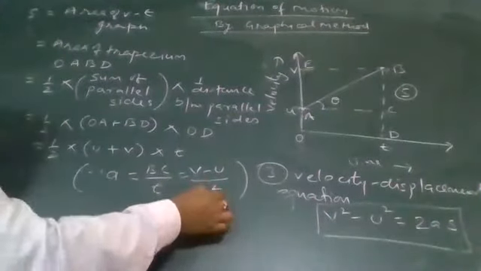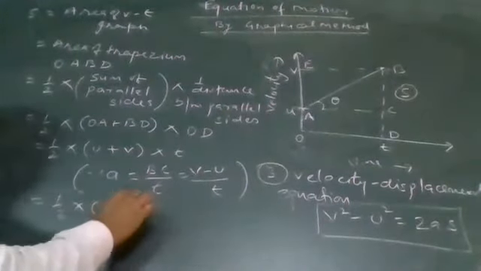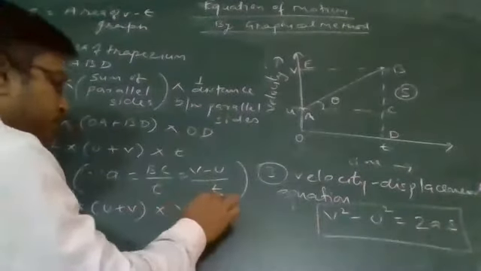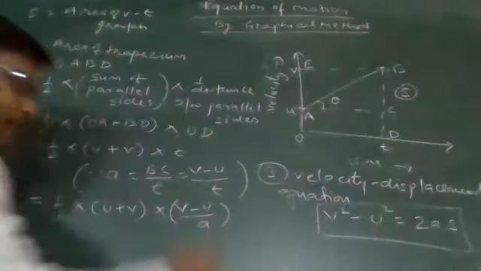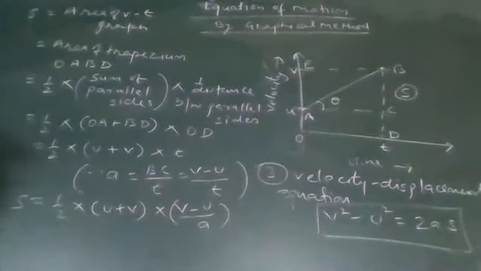That means T can be replaced here. I will get half into U plus V into T, which will be replaced as V minus U by A. T will be replaced as V minus U by A. So S is equal to what?